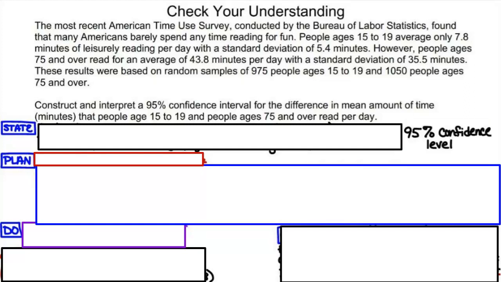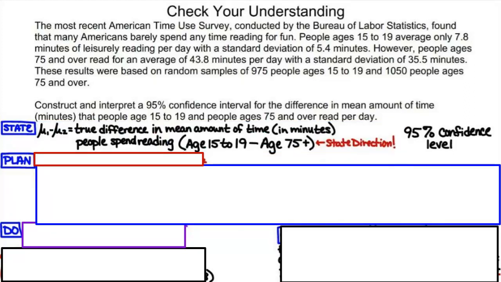And then we need to do mu1 minus mu2, the true difference in the mean amount of time in minutes people spend reading. And then you have to state your direction. I did 15 to 19 minus 75 plus. So I have mu1 being my younger people and mu2 being my older people.